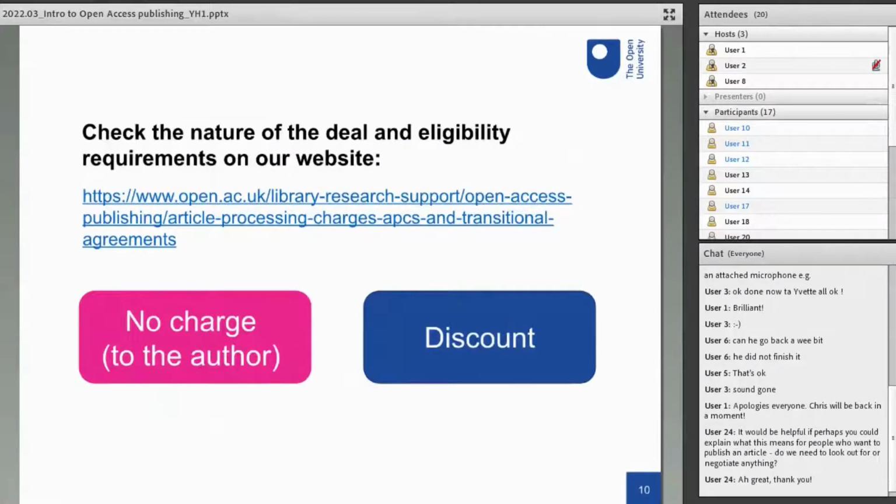It can get quite complicated, which we've alluded to already, which is why we have some dedicated pages on our website to take you through all of the eligibility requirements of our agreements.